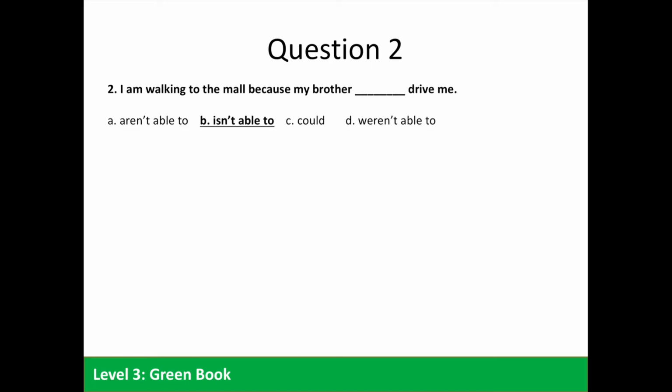Question 2. I'm walking to the mall because my brother blank drive me. Again, we have a clue here. The subject is my brother. So we need the singular form of be. Walking means he can't take me. So B, isn't able to, is the correct answer.